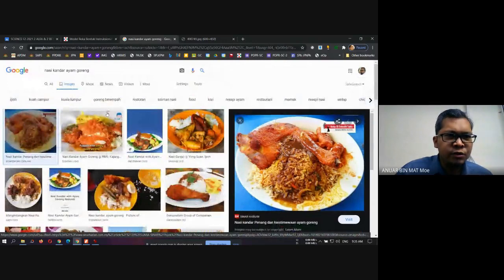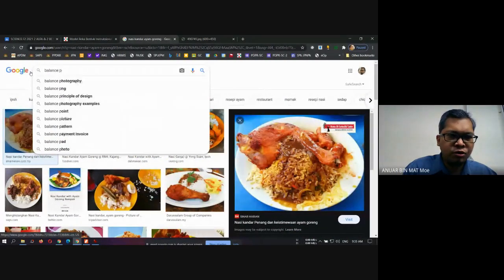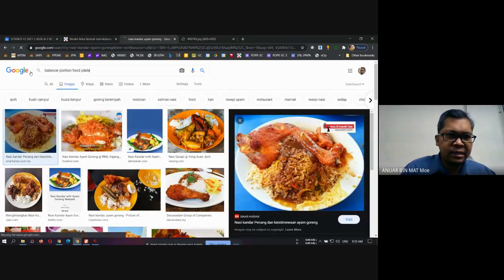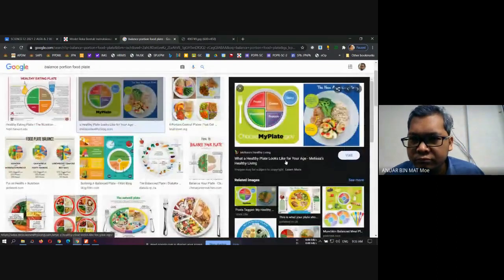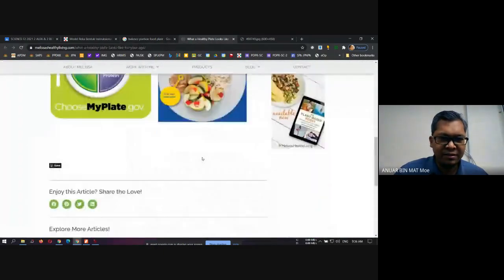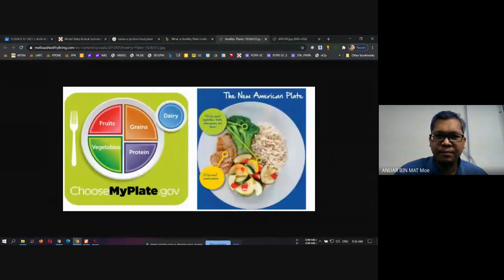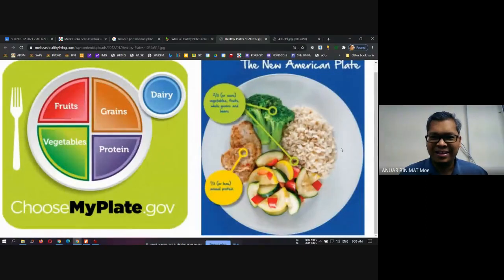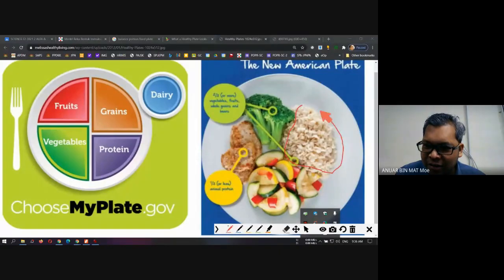So what is the balanced portion? Balanced portion food plate. This might be a balanced portion, or the balanced diet here, right? Can you eat like this? Are you able to eat like this? This is maybe a guide for a balanced diet. Only a quarter of rice, only one fourth, right? And then more vegetables. Half of the plate is vegetable and fruit.